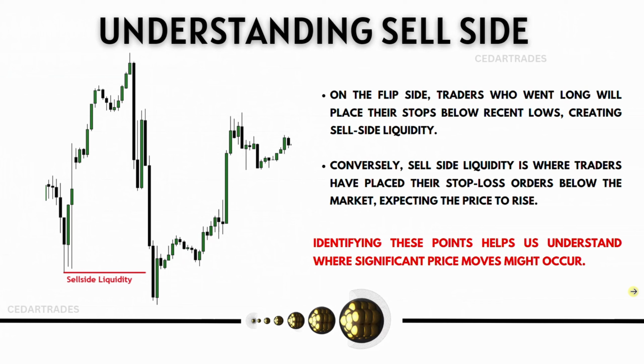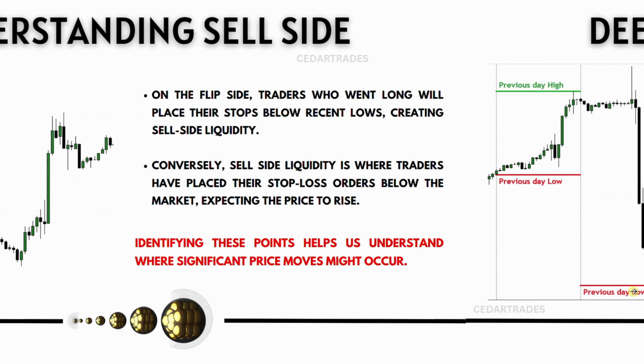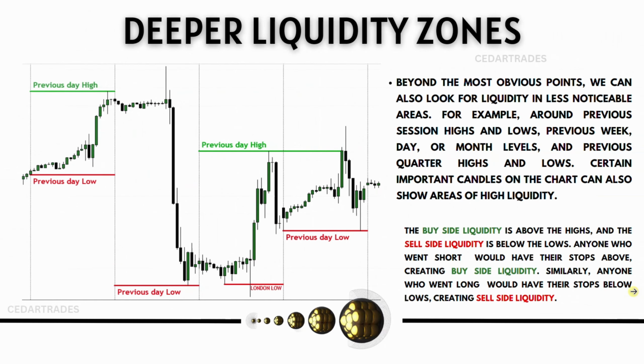But we wouldn't be looking at continuing selling after the market breaks below a low, or continuing buying after the market breaks the high. So identifying these points helps us understand where significant price moves might occur in the marketplace, right? And there are deeper liquidity zones, obviously, and not just your recent highs and lows or the obvious highs and lows, but there are some other very, very specific and obvious points.